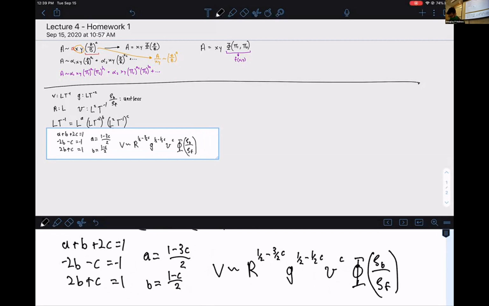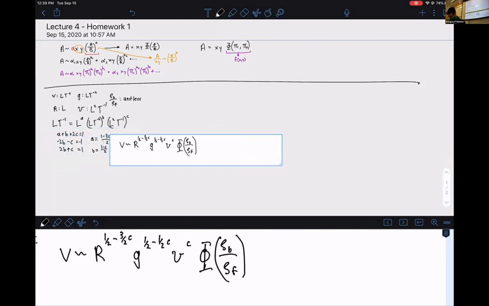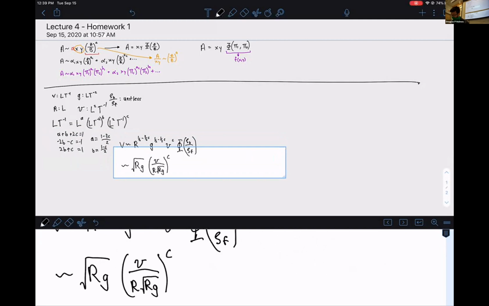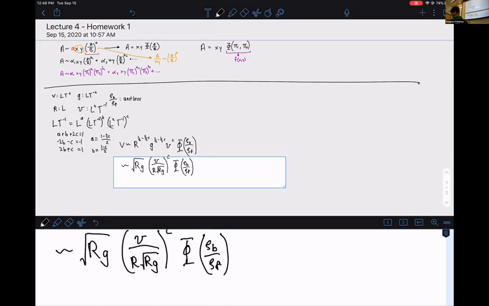You can also rewrite this a little bit by separating some of the exponentials. So I wrote it in this form: the square root of rg, times nu over rg square root to the power of c, and then your phi term of rho b over rho f. I didn't write all the alphas because I was delinquent, but you can assume that alpha is inside the phi term. And this is what I called my solution to the first part. If you compare this to your Stokes formula, you can see a lot of similarity by rearranging the Stokes formula slightly.